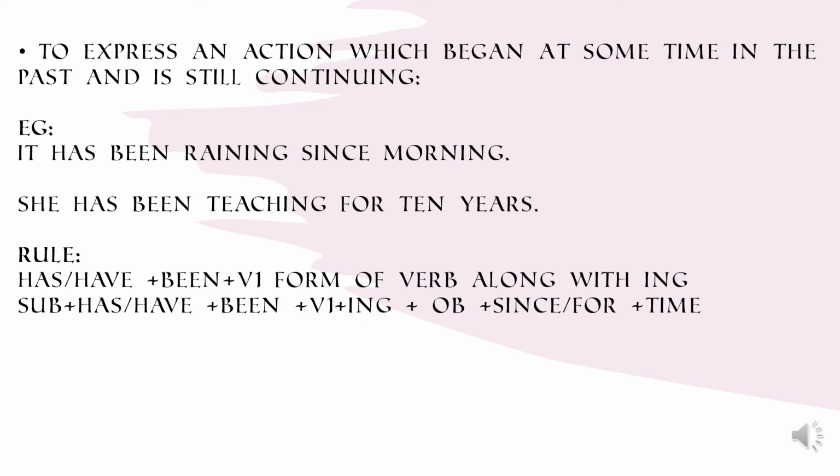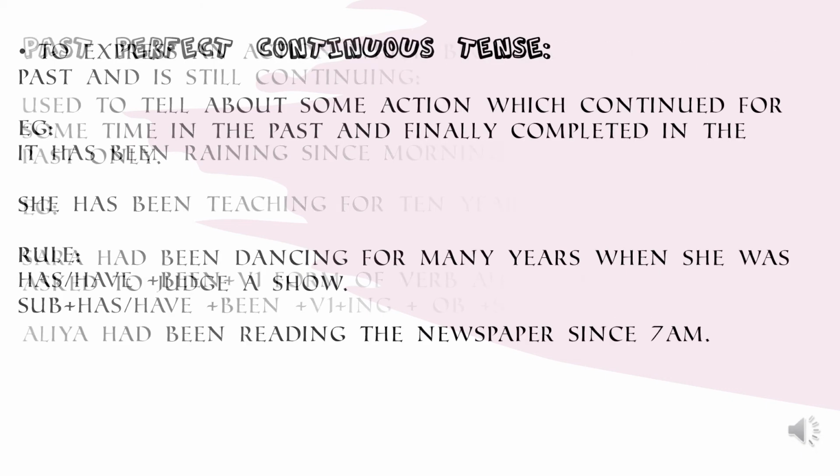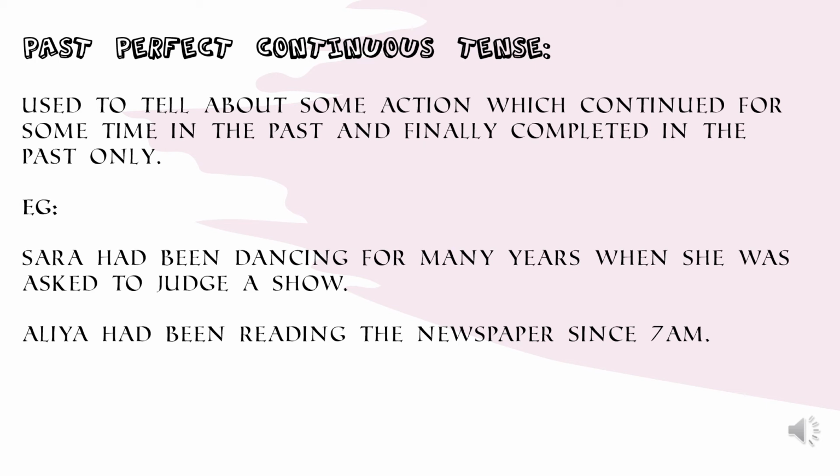So these sentences tell us about the time started in the past and continuing in the present. Rules: has, have plus been plus first form of the verb along with ing. Subject plus has, have plus been plus first form of the verb plus ing plus object plus since or for plus time. So these sentences show present perfect continuous and tell us about the timing started in the past and continuing in the present. Now comes past perfect continuous tense.